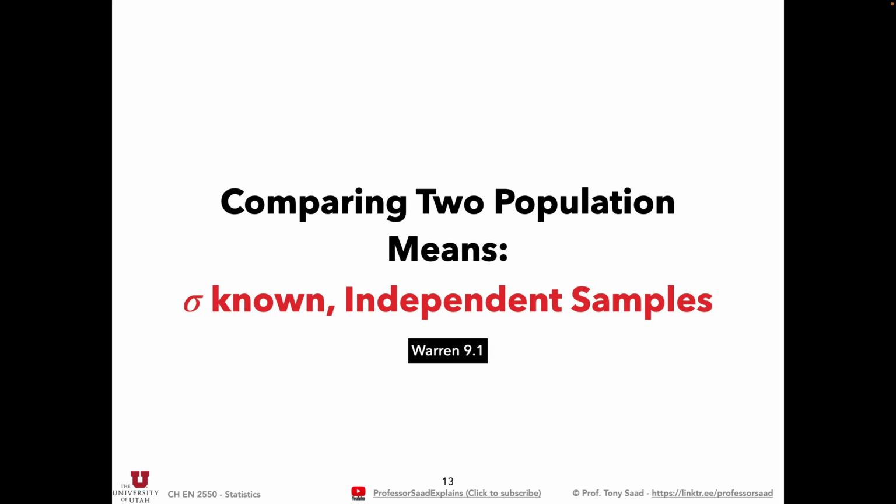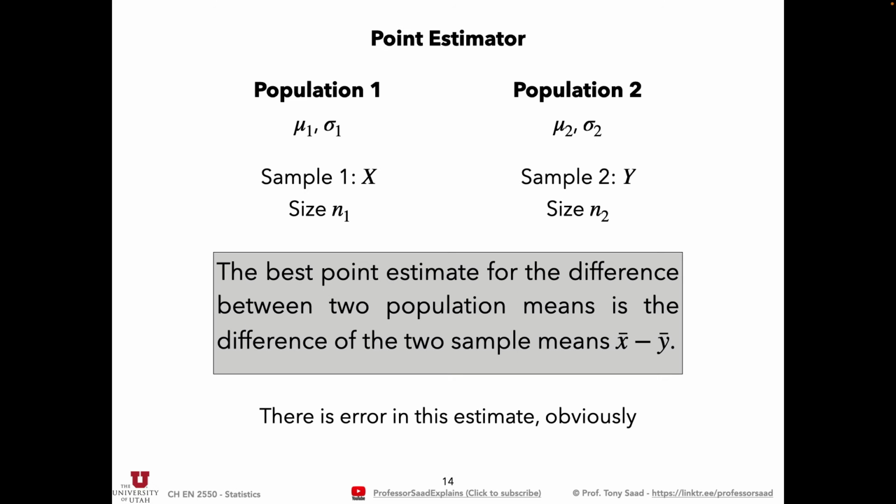What is the best point estimator for the difference in population means? It is going to be the difference in sample means. Just the same way that the point estimator for a single population mean was the sample mean, the point estimator for the difference between two population means is the difference between two sample means.